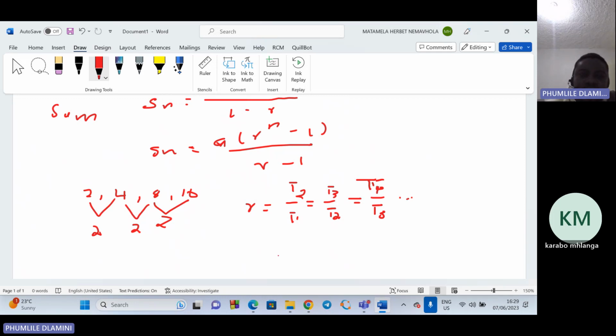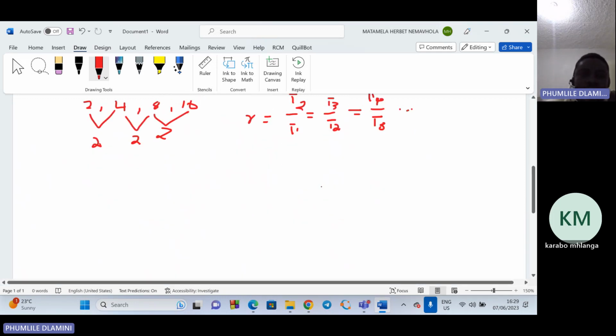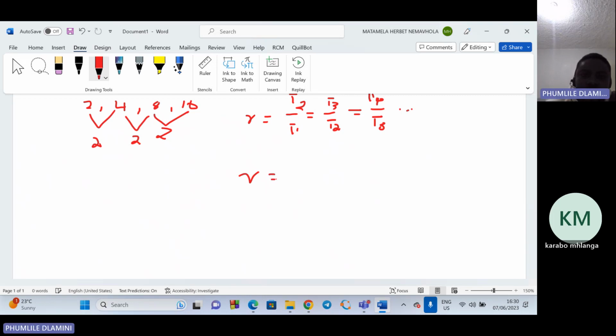So in this sequence which we are doing, our R is going to be equal to 2, when we divide. And then our A is the first term. The first term in our sequence is 2. Then when we write our general formula, our Tn is going to be equal to 2 times 2 to the power n minus 1.